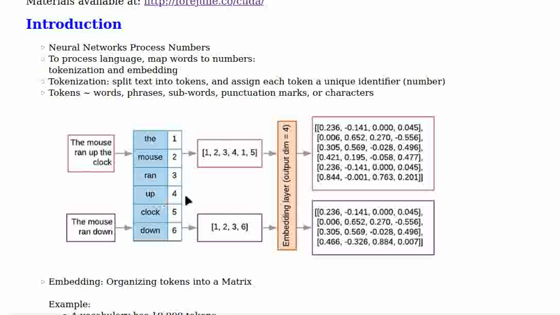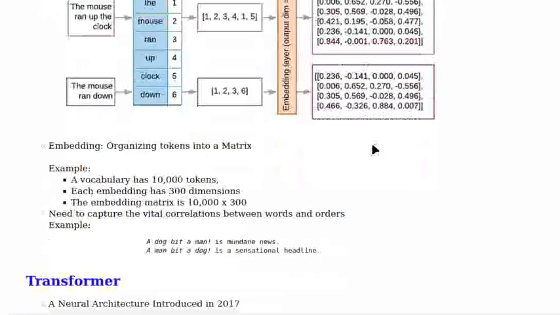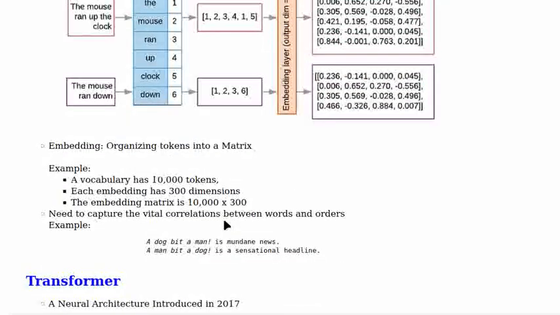Embedding is a process of representing tokens as continuous vectors in a high-dimensional space, where similar tokens have similar vector representations. These vectors, also known as embeddings, help AI and machine learning models capture the semantic meaning of the tokens and their relationships in the input text. Embeddings are organized in a matrix form. For example, if a vocabulary consists of 10,000 tokens and each embedding has 300 dimensions, the embedding matrix will be 10,000 times 300.